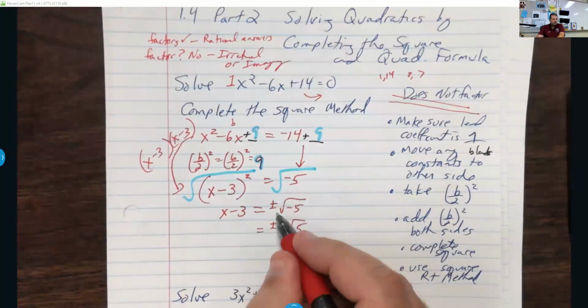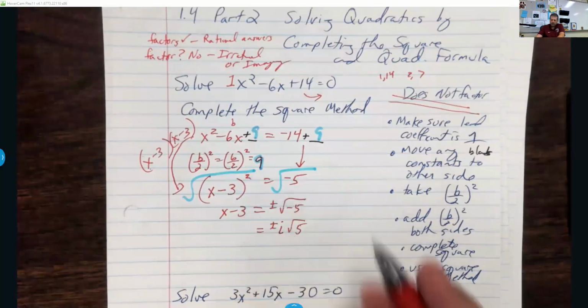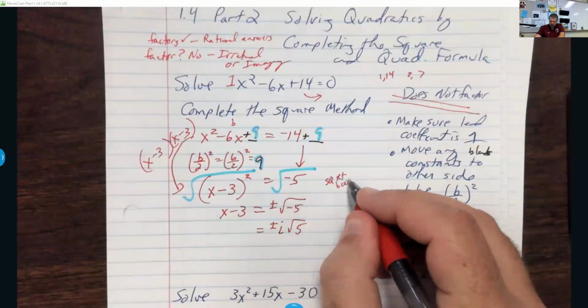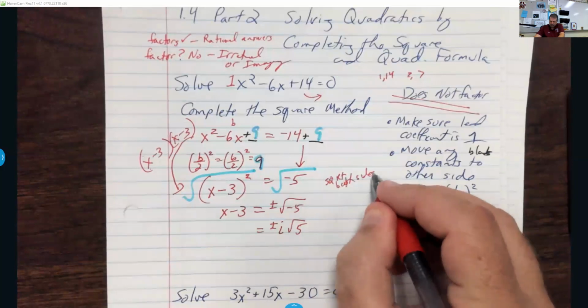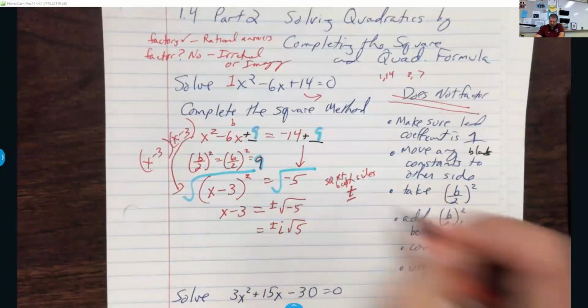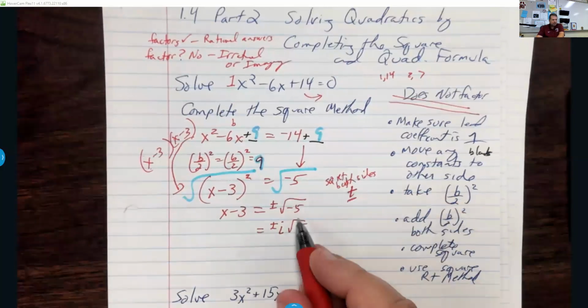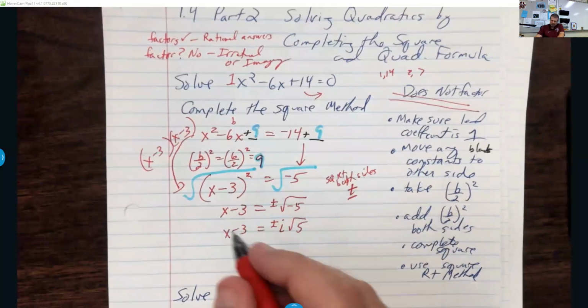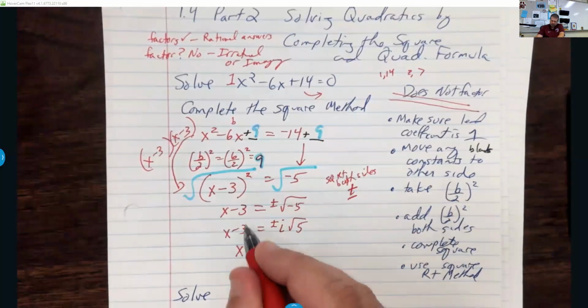Now remember, that plus or minus came in when I square rooted both sides. Anytime we square root both sides, you get the plus or minus. Okay, the i comes from the negative, and then I have x minus 3. So now I'm going to isolate the x. So x, we're going to move the 3 to the other side.